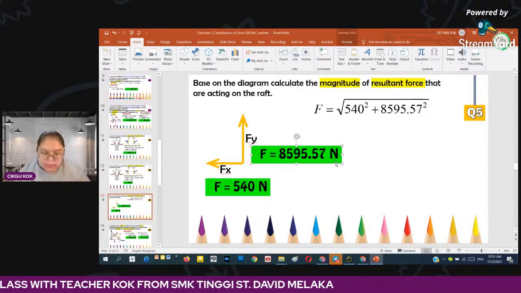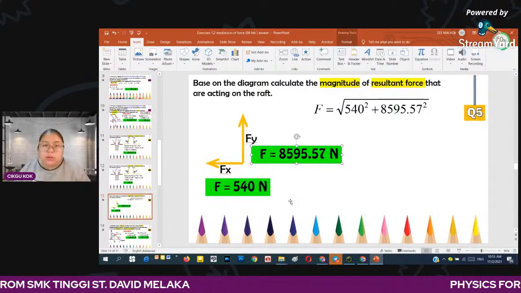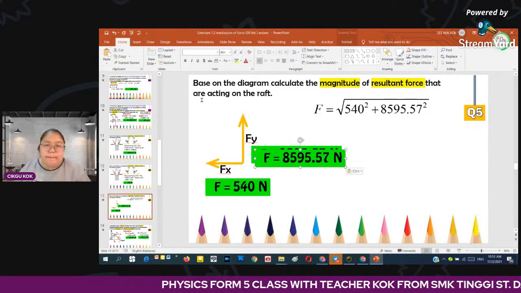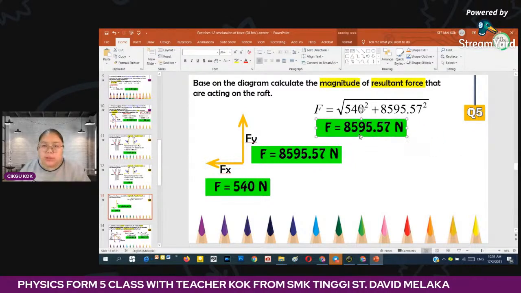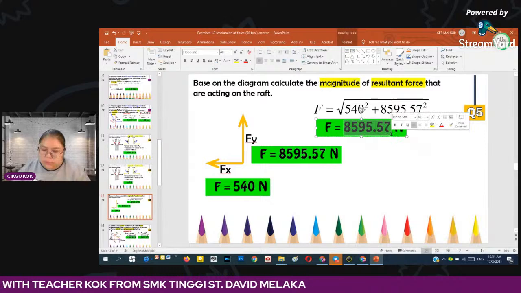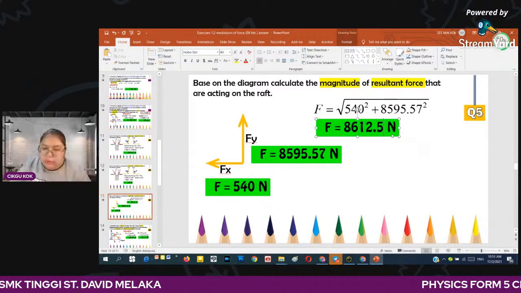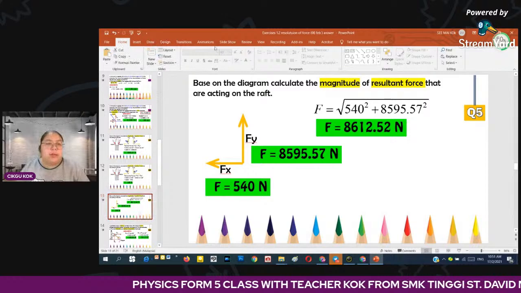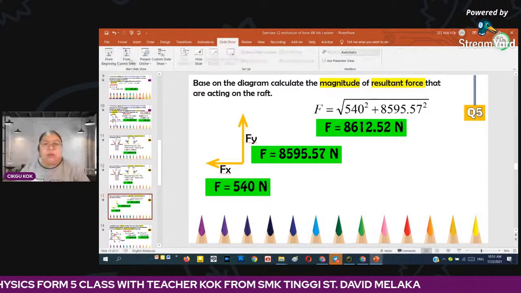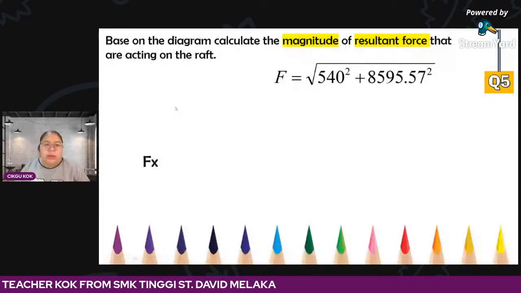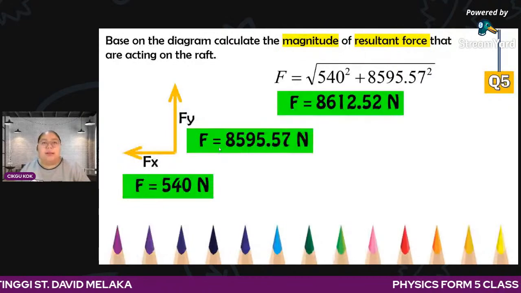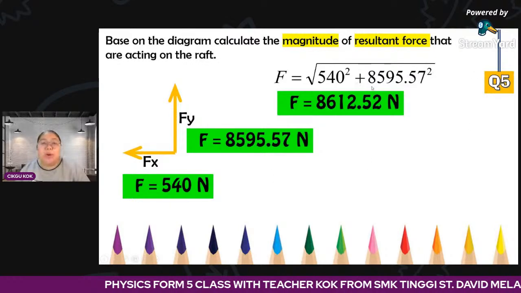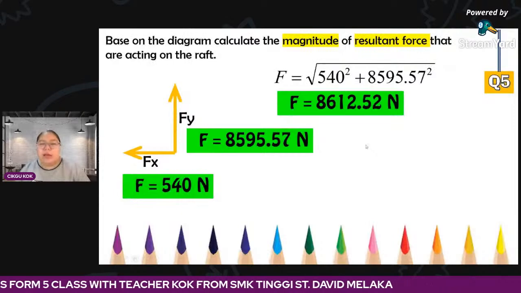So I get the answer. Before I type, anybody can tell me what's your answer. I hope I'm correct. So I just show. Yeah, correct, Jessica Ho. Maybe the last digits changed a little bit because we're using decimal points. So this one should be the final resultant force.